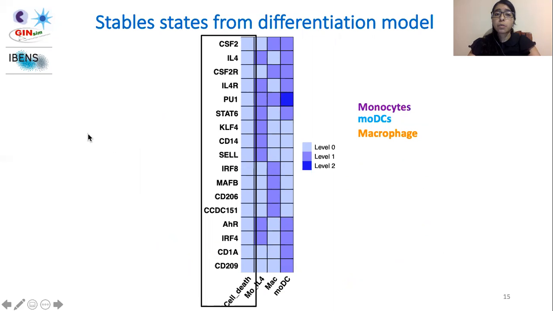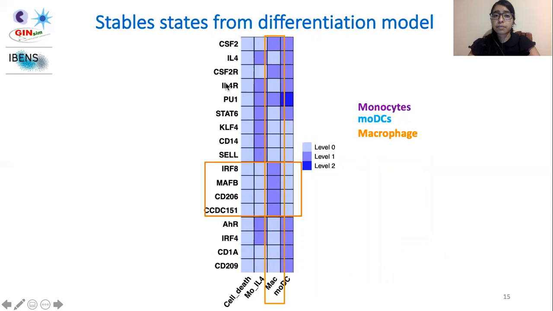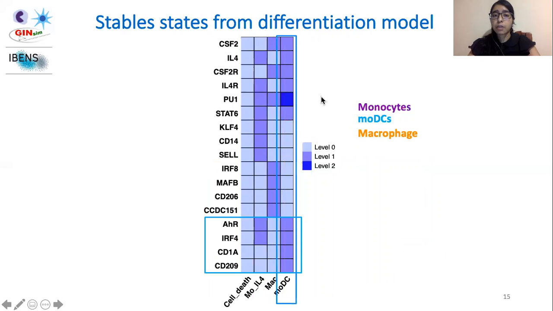The first one was to compute the stable states, and we obtained 4. Each one identifies with a specific cell fate. In the heat map, I show you the minimal nodes required to identify those cell fates. In the first column, with no stimulus, the monocyte goes to cell death, and this is also what happens in the laboratory. When we have the stimulus of interleukin-4, the genes specific for the monocytes are active. When we have CSF2, the genes specific for the macrophages are active. And when we have the combination of CSF2 and interleukin-4, the specific genes for dendritic cells are active.